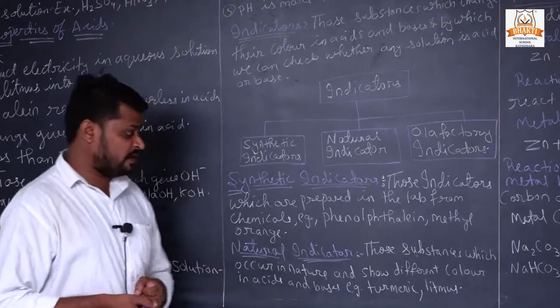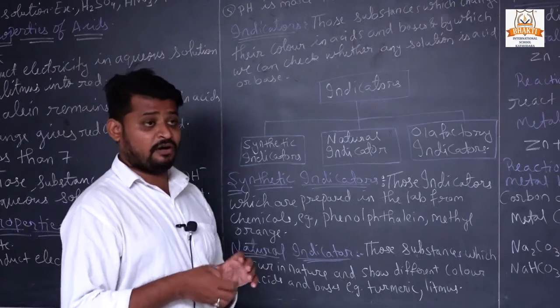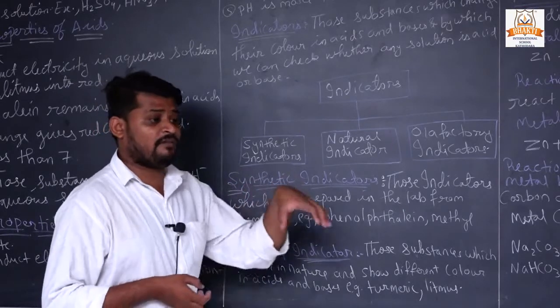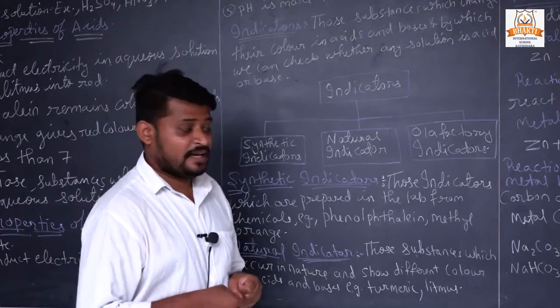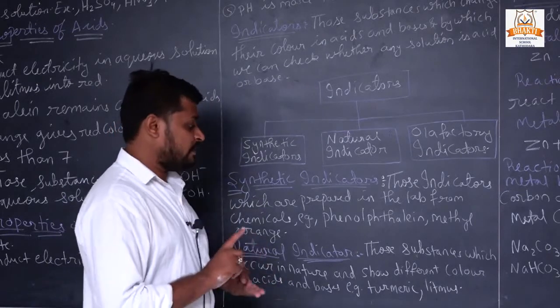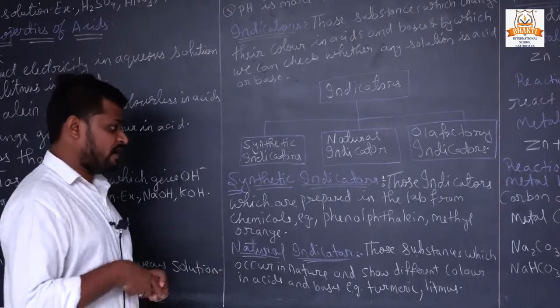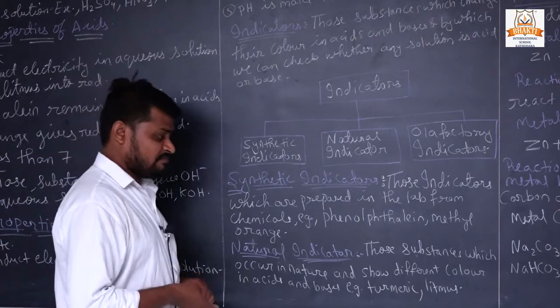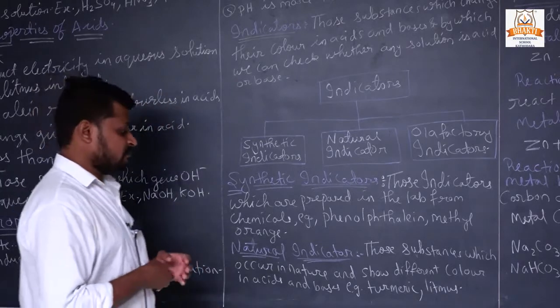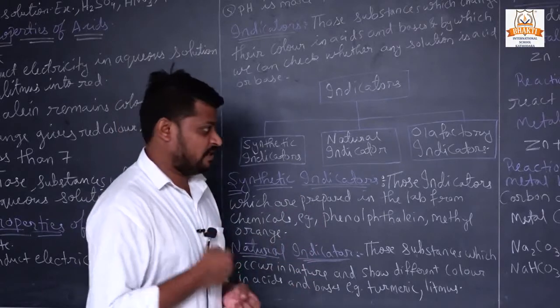What are natural indicators? Those substances which occur in nature, meaning we already get them from our surroundings, like turmeric, that is haldi, and litmus paper. So these are the natural indicators that we get from nature, and they change their colors in acid and base. Then we identify whether the solution is acidic or basic in nature.